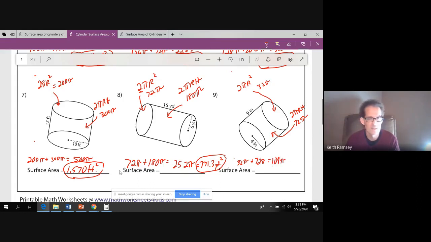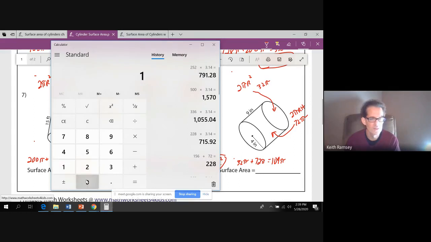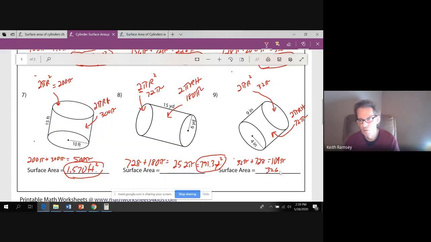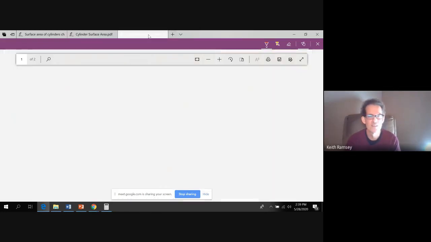Let's find out what that is. 104 times 3.14 is a surface area of 326.56. Let's round that to the nearest tenth, 326.6 square inches. Let's look at a few more together.